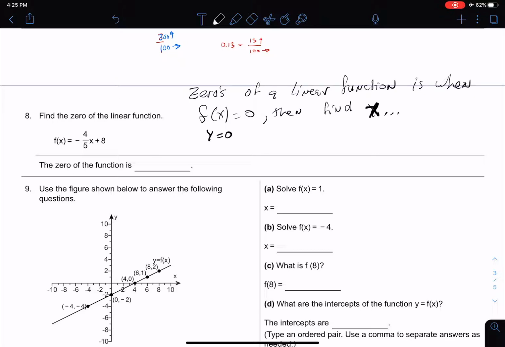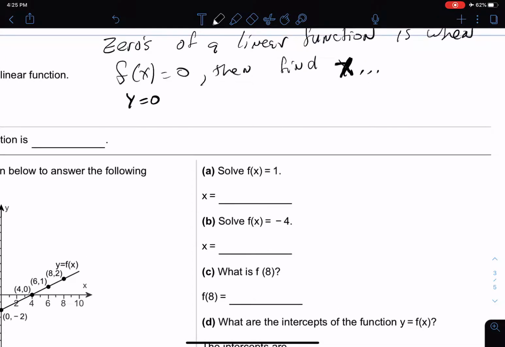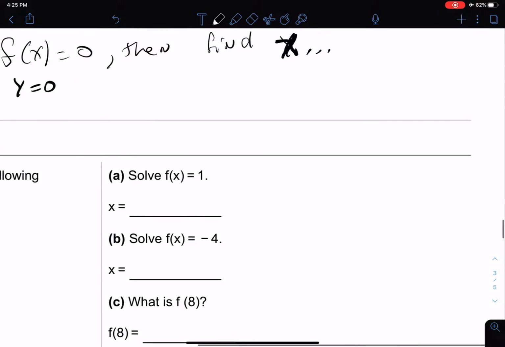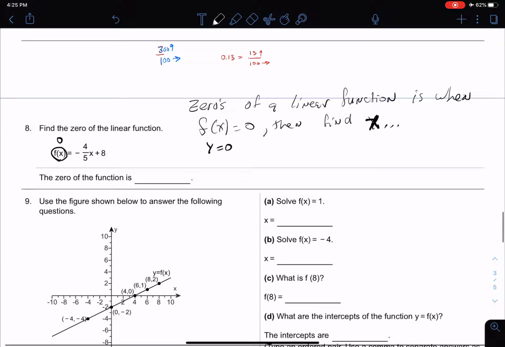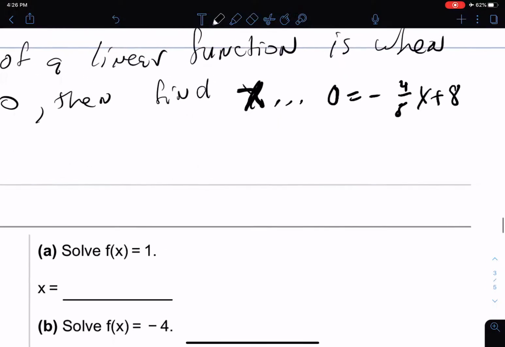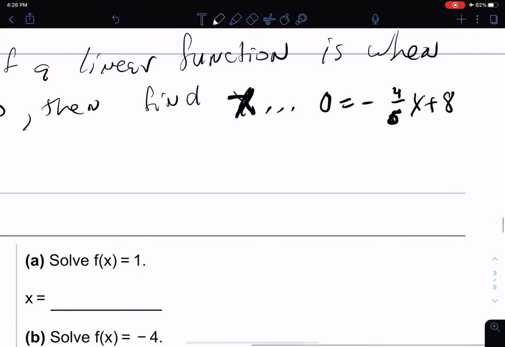So what you can do is set this f of x, which is the y, equal to 0, and then solve it. I used too much space here, so I'll squeeze it in over here. The equation is 0 equals negative 4/5 x plus 8. I'm trying to get spacing because I'm going to be out of space when I show my work.